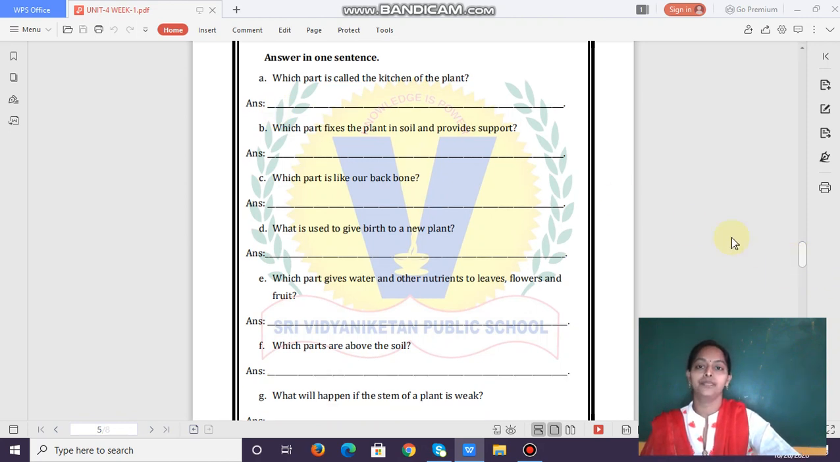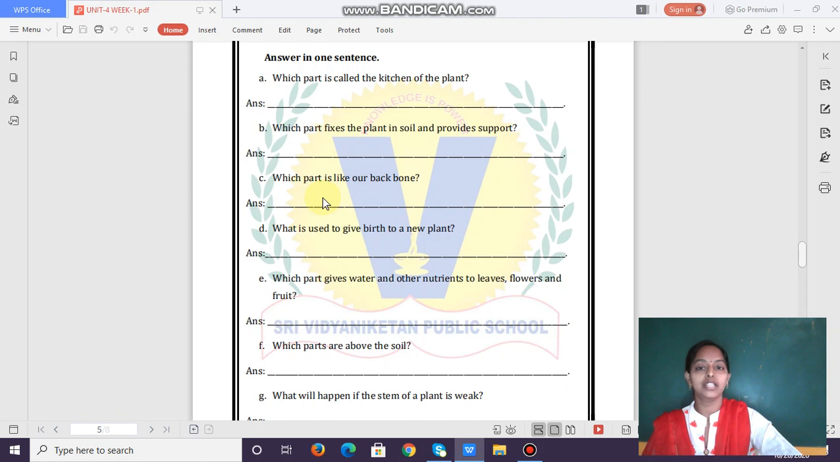Let's see. Which part is called the kitchen of the plant? This is our first question here. And in the given space, you have to mention your answers. Okay. The second question is, which part fixes the plant in the soil and provides support? That answer you have to write down here. Okay. Which part is like our backbone?